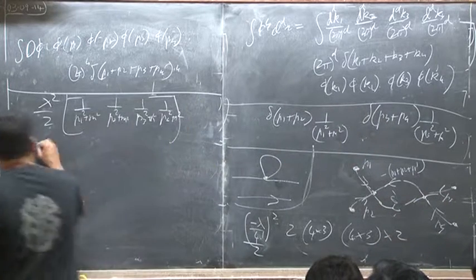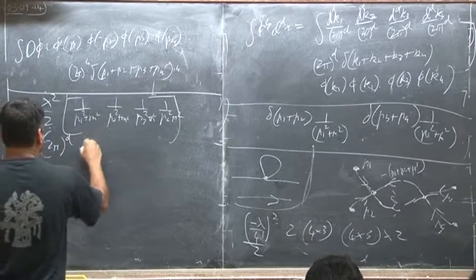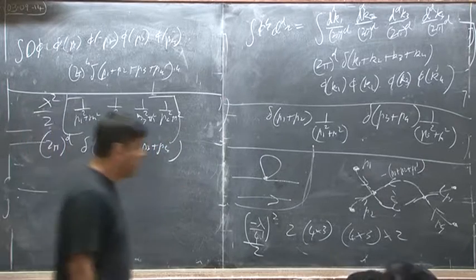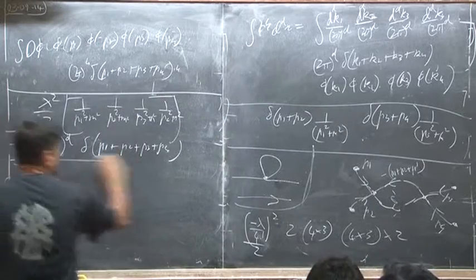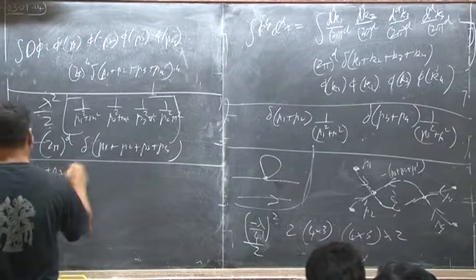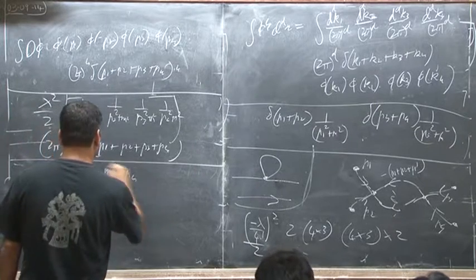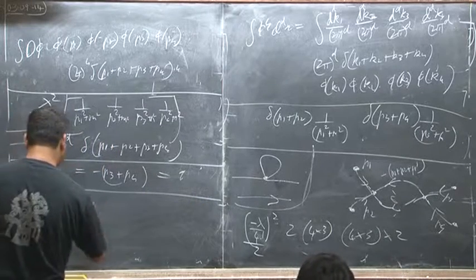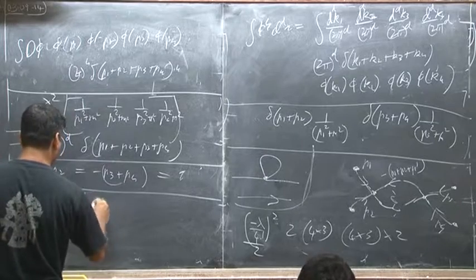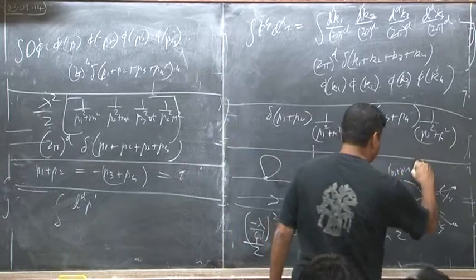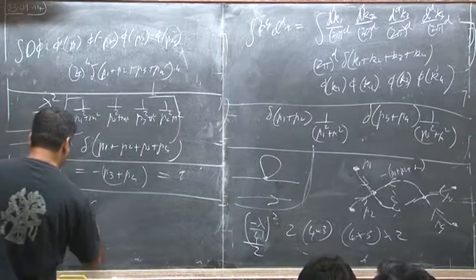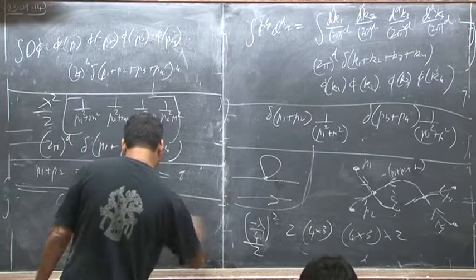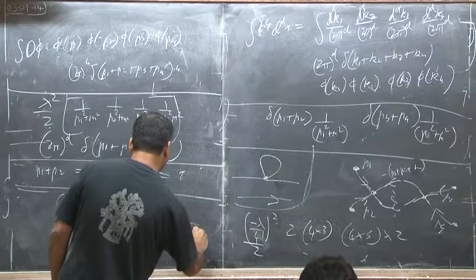Okay? So we get an overall momentum conserving measure, (2π)^D times delta of p1 plus p2 plus p3 plus p4. Okay? Times, let's say that p1 plus p2 is equal to minus p3 plus p4 is equal to q. That's just a set of names. So then times we get the integral over p prime, let's call that r, d^D r by (2π)^D, divided by r squared plus m squared, into 1 over r plus q the whole thing squared.